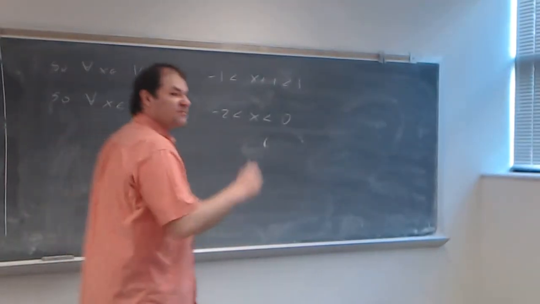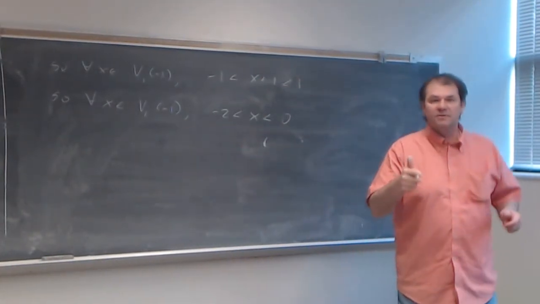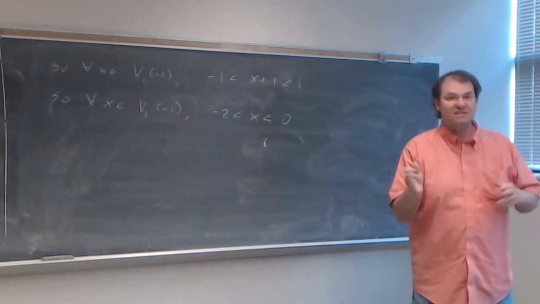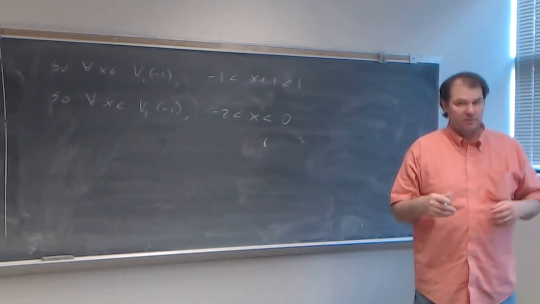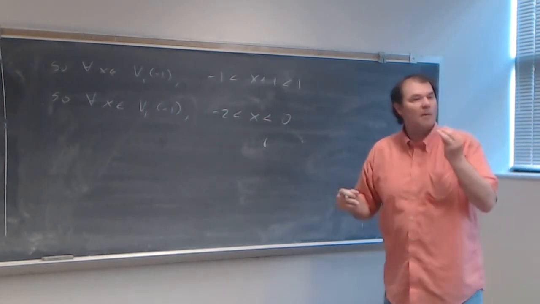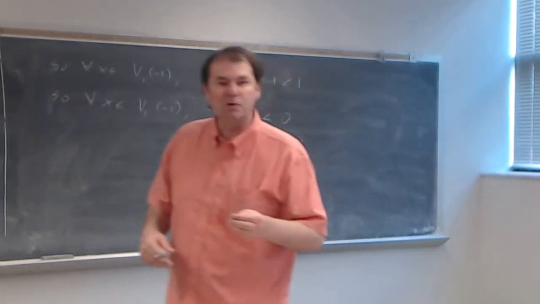Now, what we want to do is find some M such that the absolute value of f of x is less than or equal to that M. That's what I want to do. So I want to be talking about f of x. I want to be talking about the absolute value of f of x.